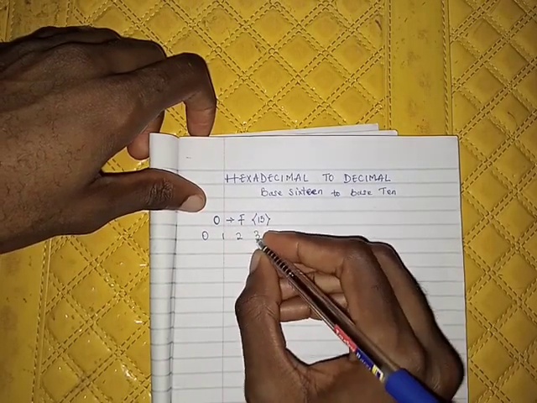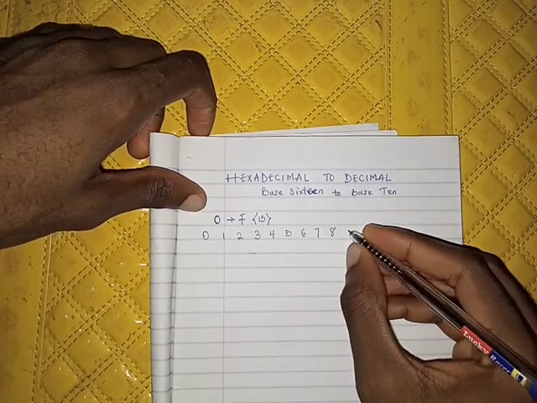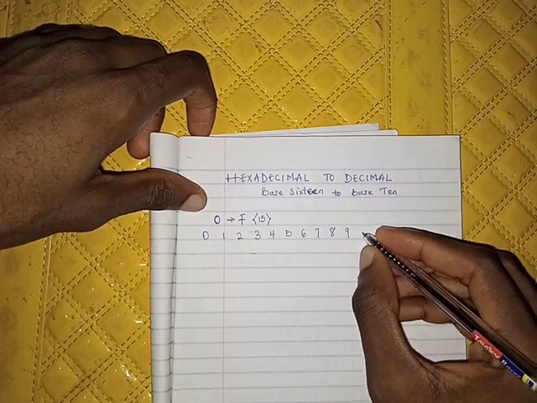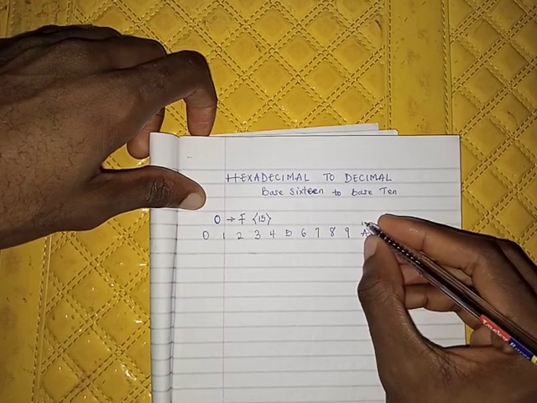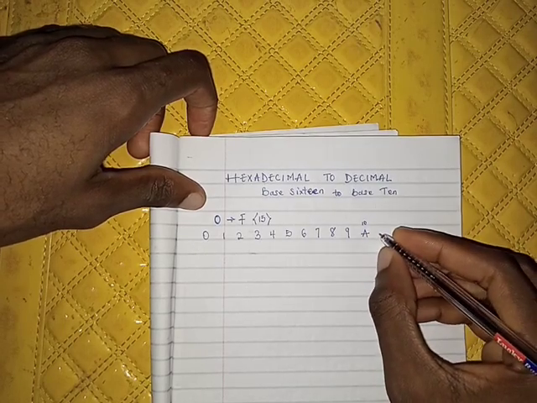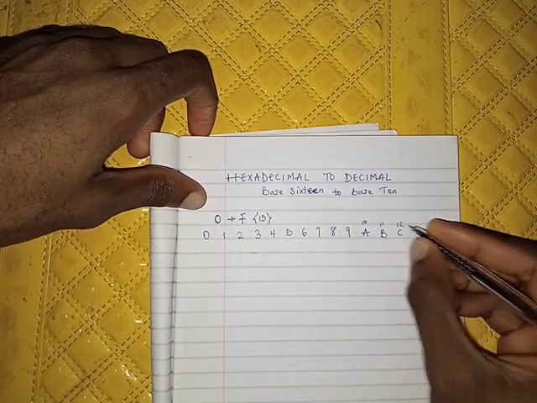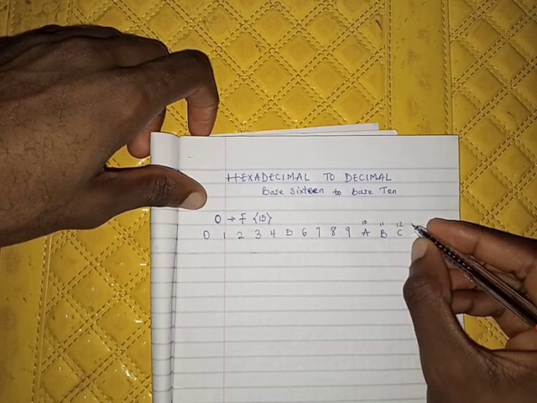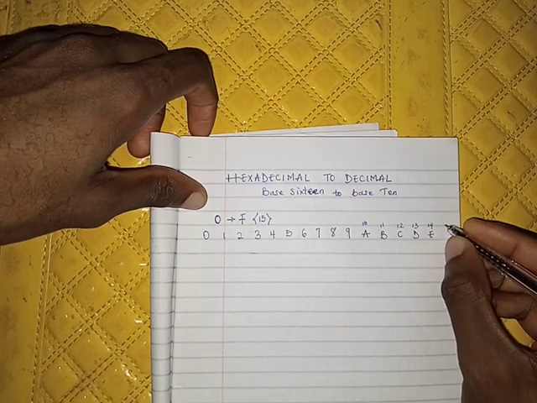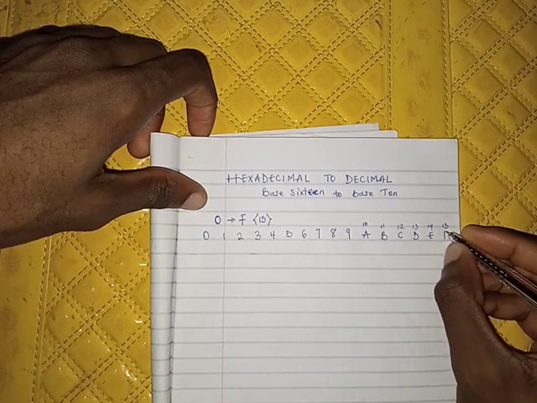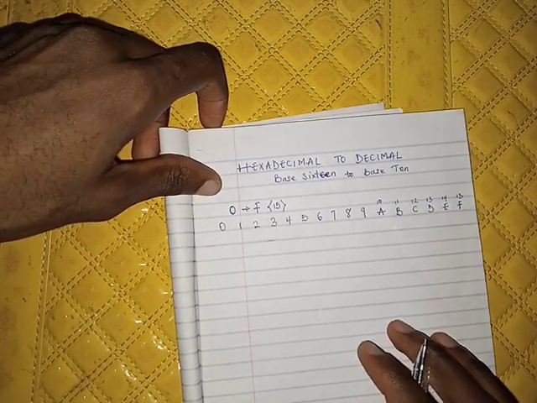1, 2, 3, 4, 5, 6, 7, 8, 9. In hexadecimal, our 10 becomes A. Our 11 becomes B. Our 12 is C. Our 13 is D. Our 14 is E. And our 15 is F. Okay, so let's get started with some conversions.